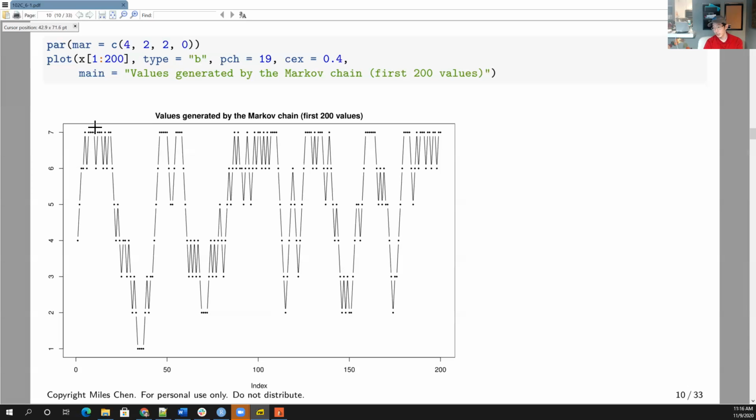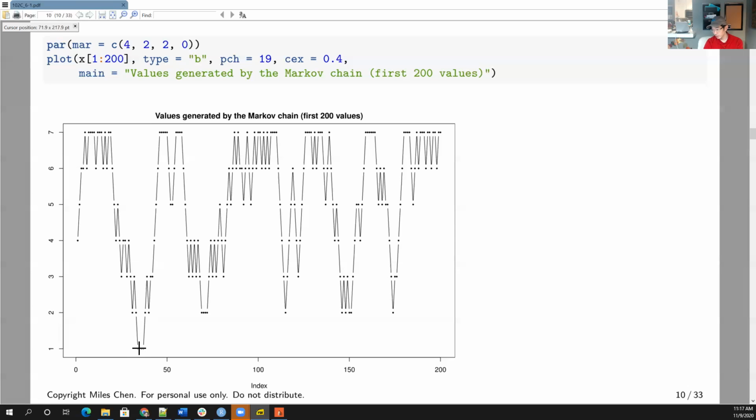Okay, and so the chain kind of bounces around, and we're either moving up to the right or to the left, east or to the west. Okay, and then we end up down here.